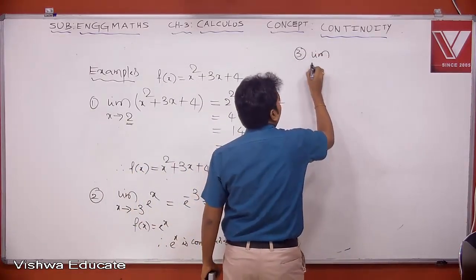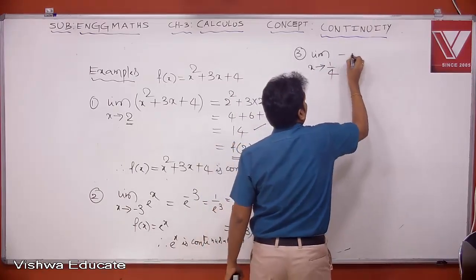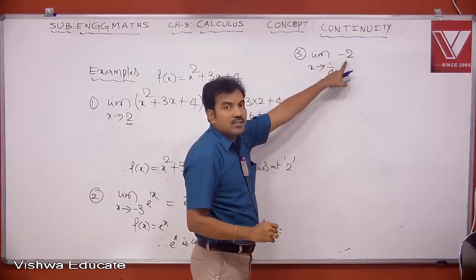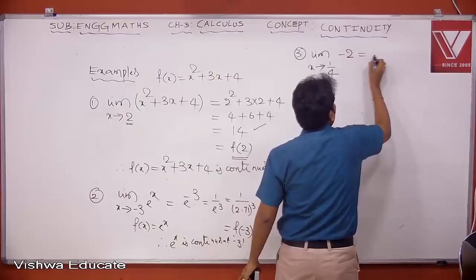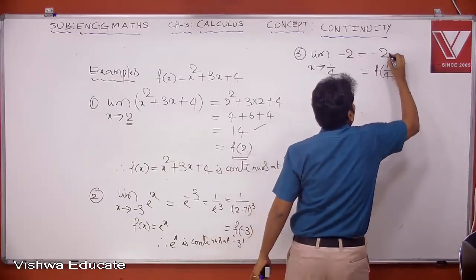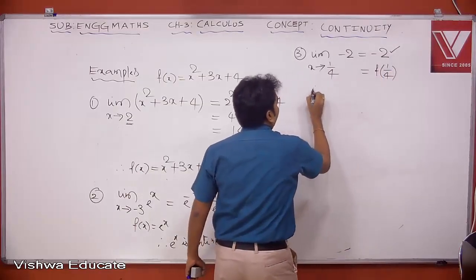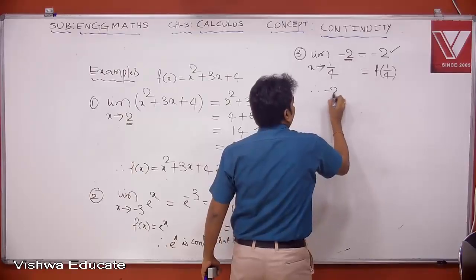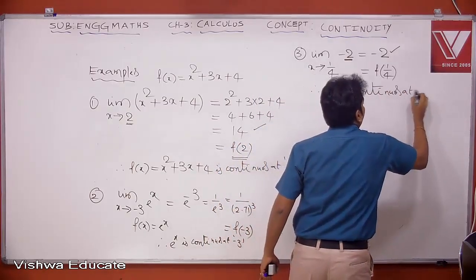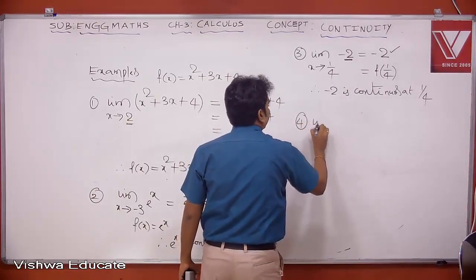This is related to the constant function. Suppose I have the limit as x tends to 1 by 4 of the constant function minus 2. When you look at the properties of limits, the limit of a constant function is itself. So it is minus 2. Now this I can call f of 1 by 4. So the limit is a finite value and this limit is equal to the functional value f of 1 by 4. Therefore, the constant function minus 2 is continuous at 1 by 4.